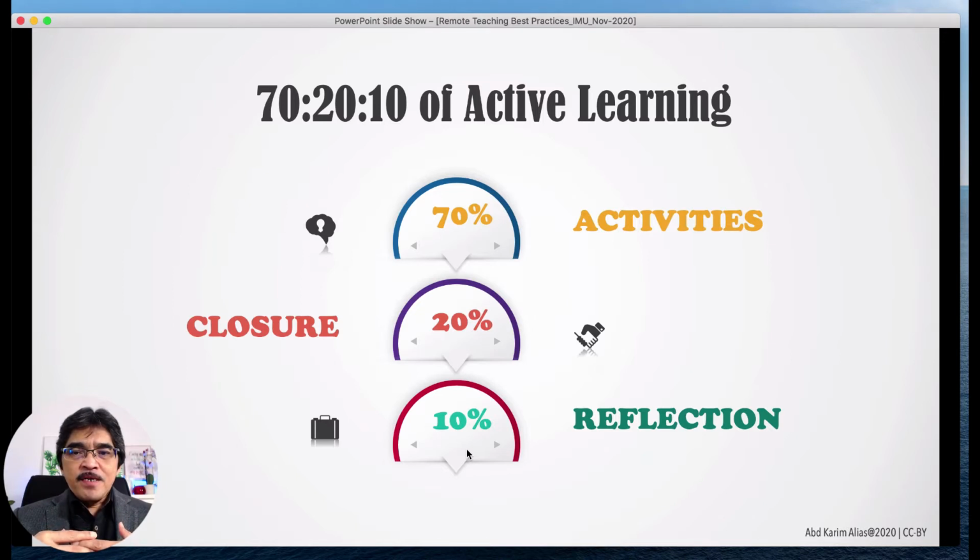Then 10% of the time, we can allow students to do reflection, and the reflection can be done in many ways. For example, I always get the students to tweet the summary of that 1 hour or 2 hour session in 1 tweet or 2 tweets. Tweeting using Twitter is actually a very good skill that we can teach our students, because they have to write in a short and concise manner, and teach them to articulate what they have learned in a very short and concise manner.